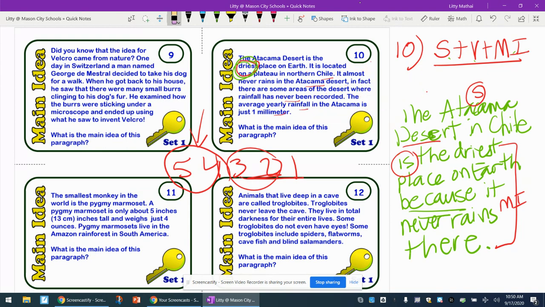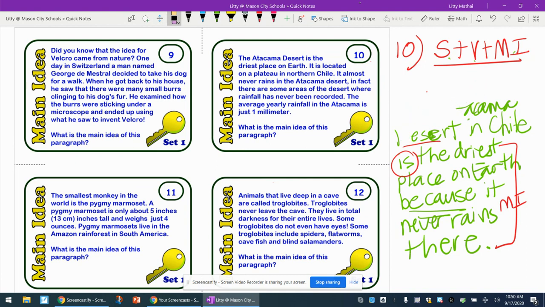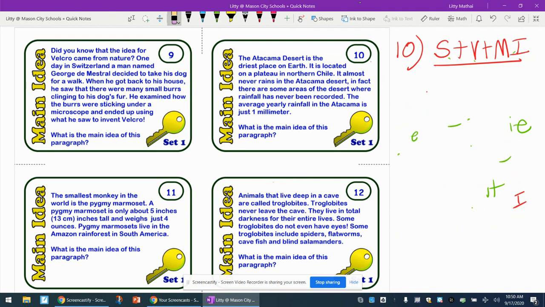Okay? All right. I think the key to doing this really well and understanding is just stopping a lot and thinking. Even though these are short task cards, it is still important to stop and think. All right. Let's do task card number 11. The smallest monkey in the world is the pygmy marmoset. A pygmy marmoset is only about 5 inches tall and weighs just 4 ounces. Pygmy marmosets live in the Amazon rainforest in South America.